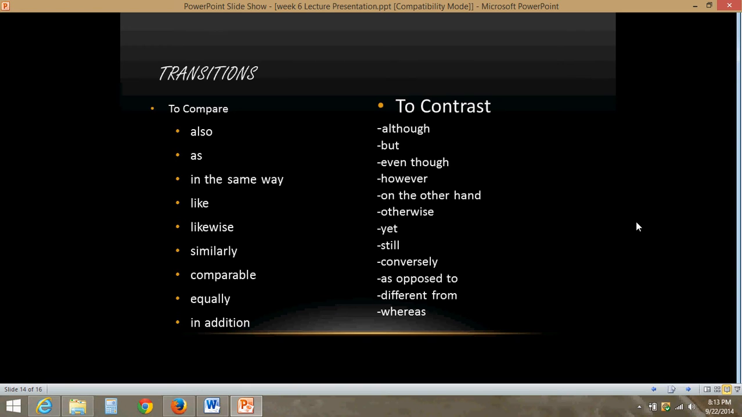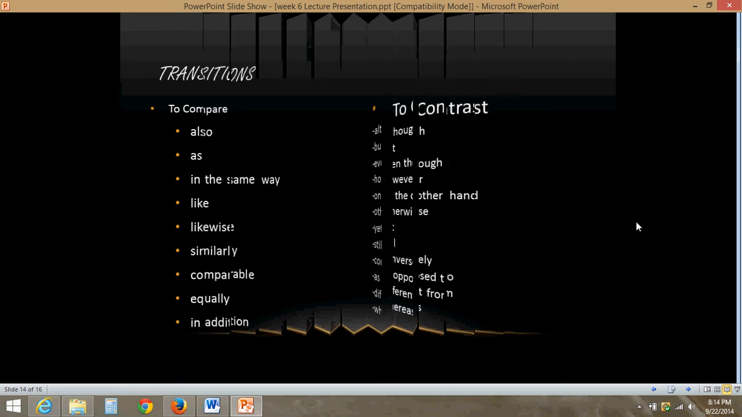And to contrast, you can use transition words like although, but, even though, however, on the other hand, otherwise, yet, still, conversely, as opposed to, different from, whereas. All of these are transition words that can help you to contrast elements in these papers. And no, you don't have to use every word on the list, and no, you really don't have to use these words. These are ideas to help you get going with the writing of your paper.